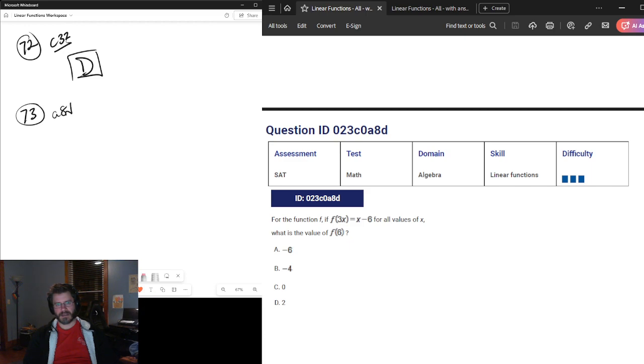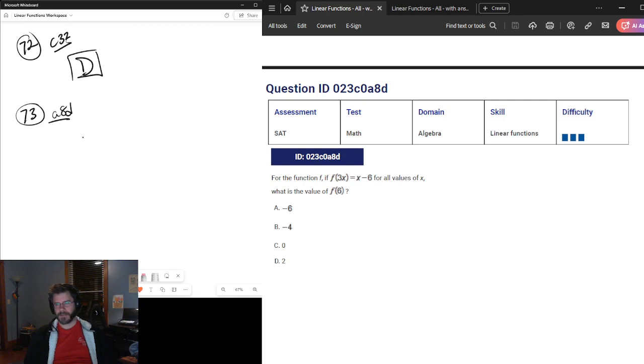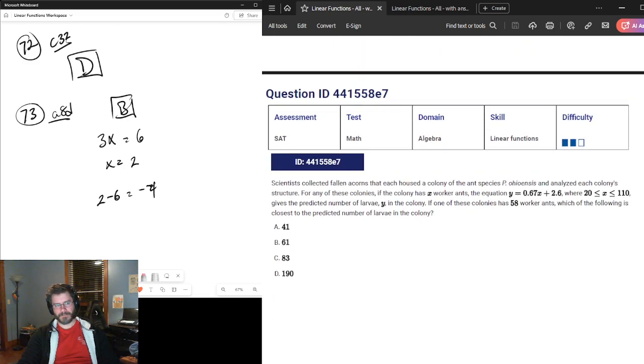Ending A8D. All right, they're plugging in, oh, this is why, because they're plugging in 3x into the x-coordinate, and that doesn't actually make it too much harder. But if you're not familiar with that notation, it could be pretty tough. So f of 3x equals x minus 6. What is f of 6? Well, if 3x is being replaced with 6, then x is just 2. So what we're going to plug into the value of x is 2. So 2 minus 6 is negative 4, which is B. Not too bad. Okay, next one.